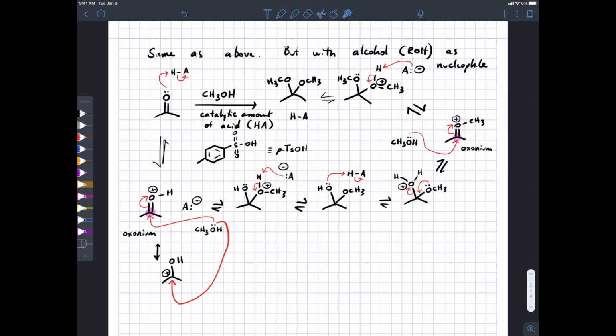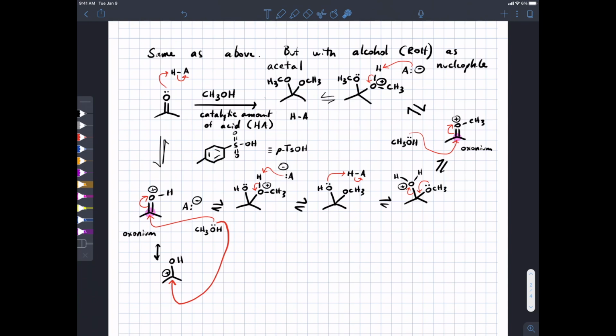All right. That type of functional group where you have two ethers attached to the same carbon is called an acetal. That word is acetal. All right.